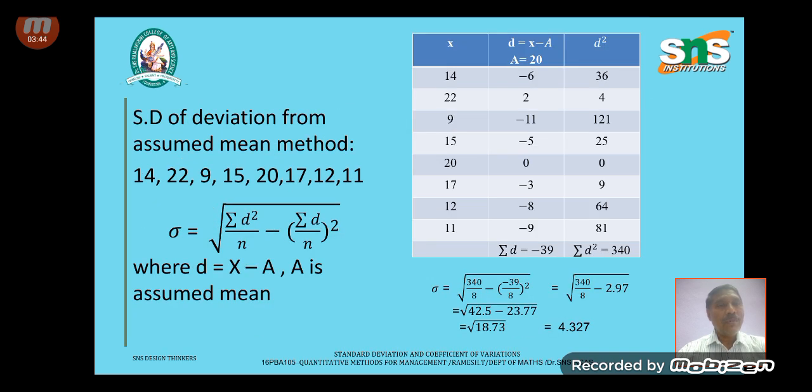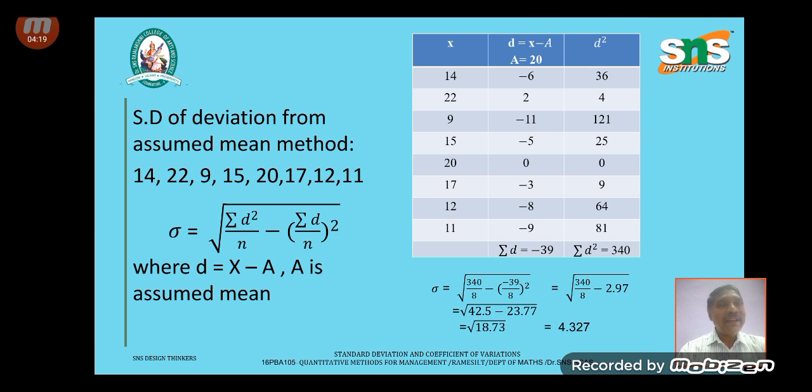Okay, next we have one more problem, the same one by the shortcut or step deviation method, to calculate the standard deviation. Apply the formula, root of sum of d square divided by n minus sum of d by n the whole square, where d is x minus a, and a is the assumed mean. First we write the x value, the given data. Among all the data, we choose any one value randomly. The assumed mean value is 20, that is called a.